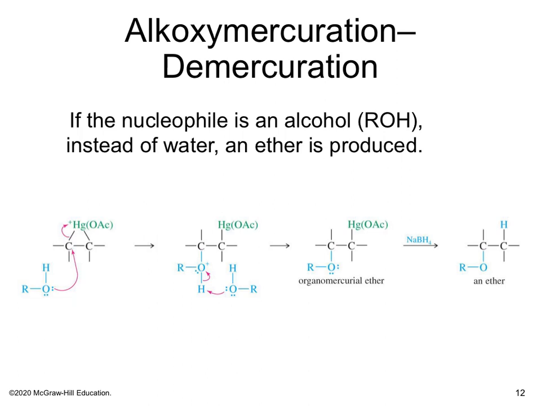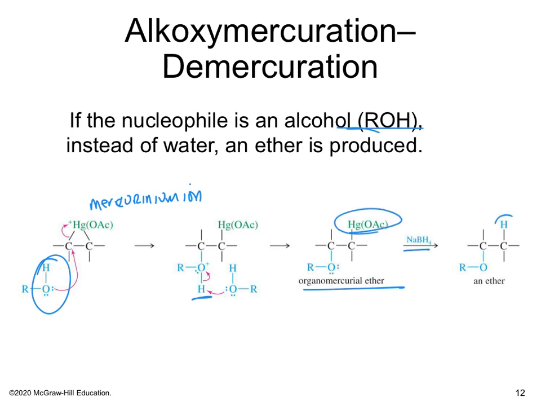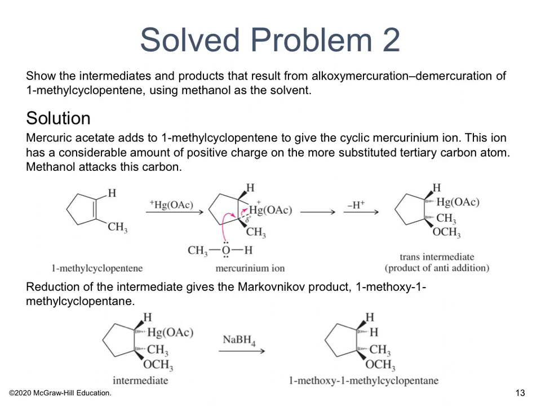Let's see. So this is just showing you if you used an alcohol rather than water. So if you do this in alcohol medium rather than water, then the alcohol is going to be your nucleophile that opens up your mercurinium ion. And in doing so, and then of course you deprotonate that, and then sodium borohydride will replace the mercury acetate with a hydrogen to give you an ether instead of an alcohol. And so this is just an example problem that you can get in your notes and an example mechanism.